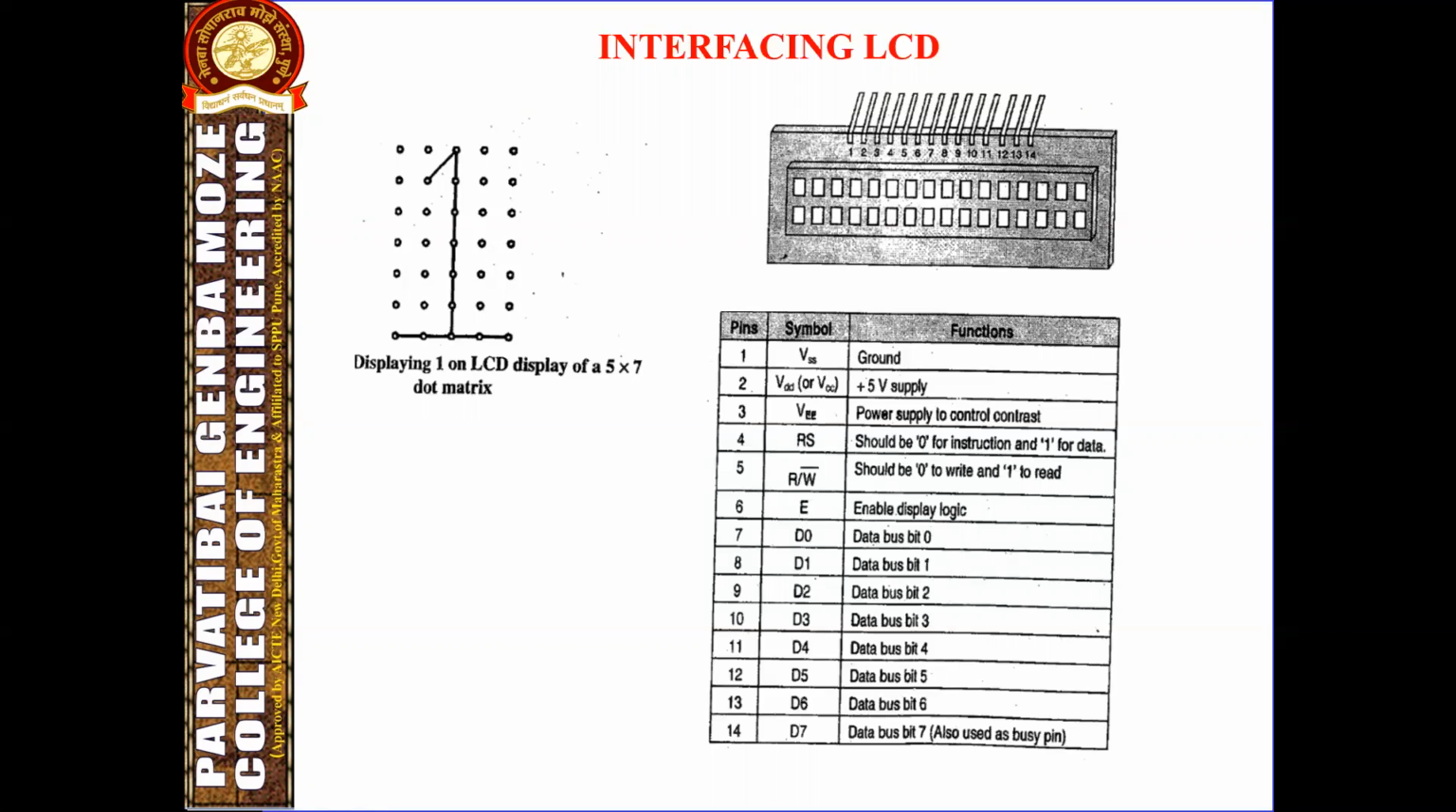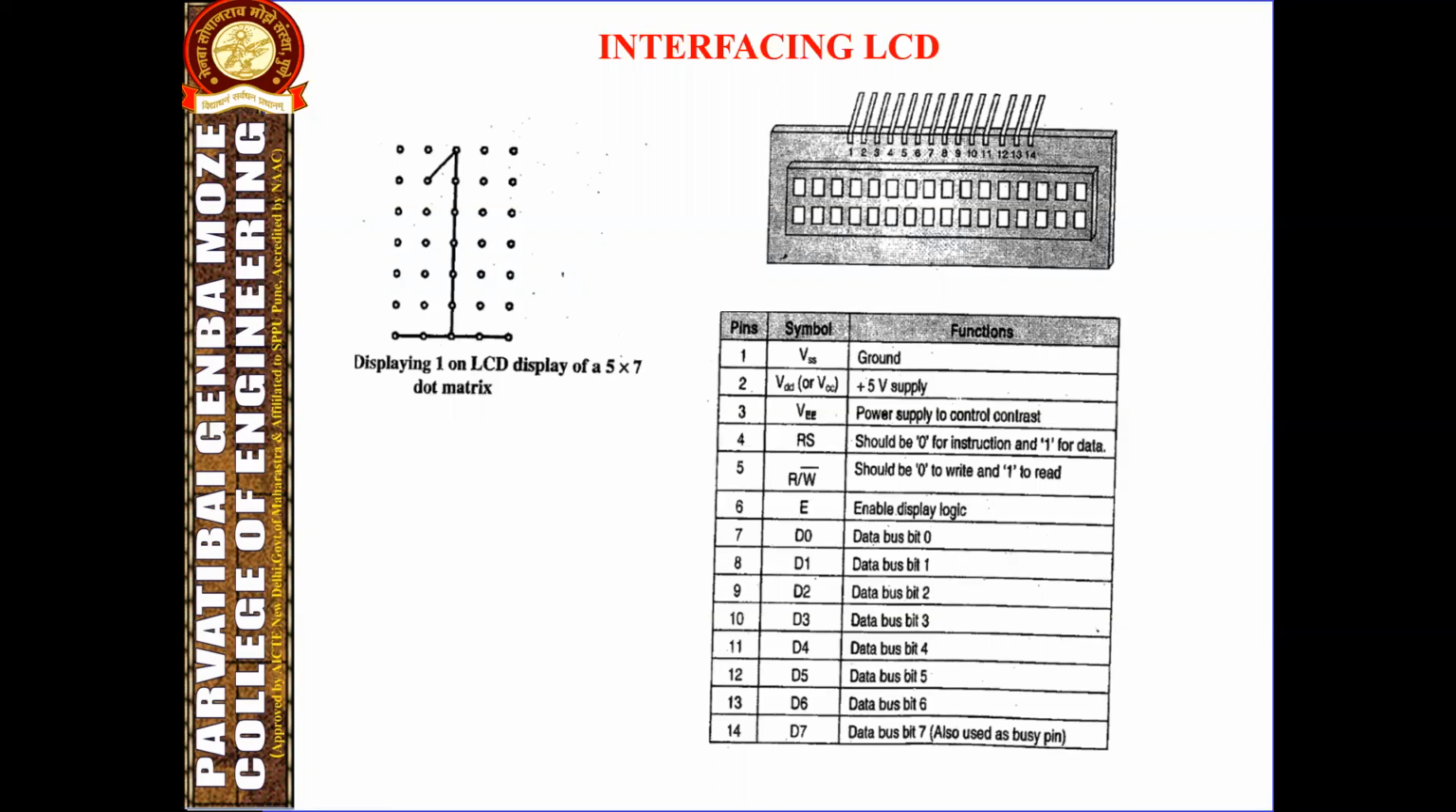A typical 16 by 2 LCD is shown in the figure, which has 16 columns and 2 rows. This is the structure of a 16 by 2 LCD. Now, the LCD pin description: how we can describe the pins of the LCD. As shown in the figure, it has 14 pins.